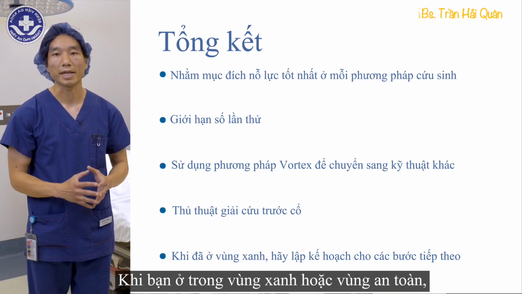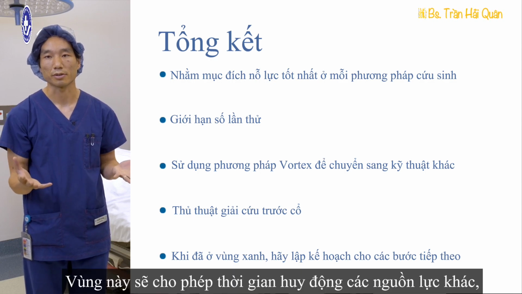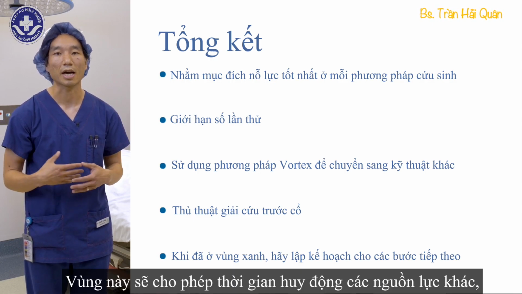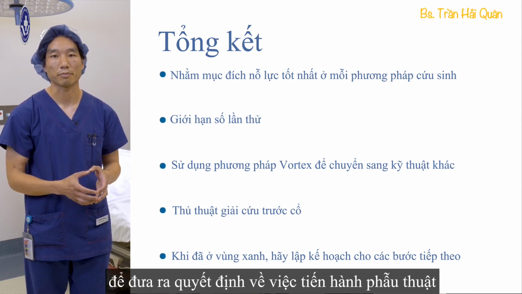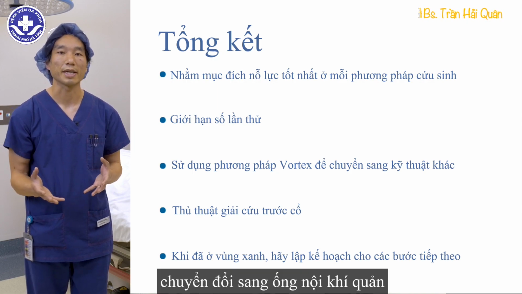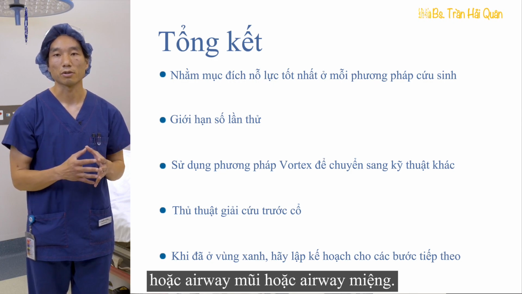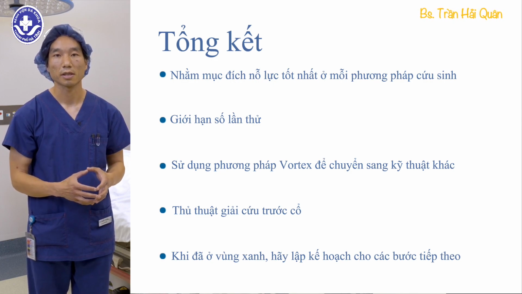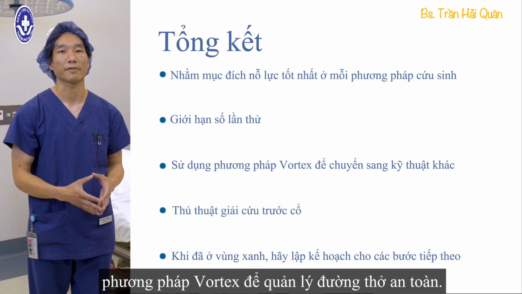Once you're in the green or the safe zone, consider your next steps. This zone will allow time to mobilise other resources, including expert help, to make decisions about proceeding with surgery using the alternate airway, conversion to an endotracheal tube, or a secure infraglottic or transtracheal airway. Thank you for watching this training video on the Vortex approach to safe airway management.